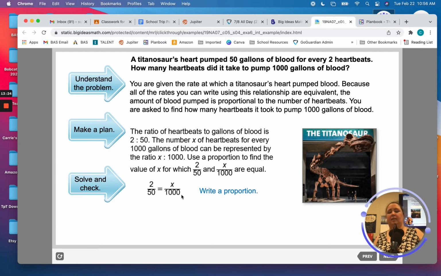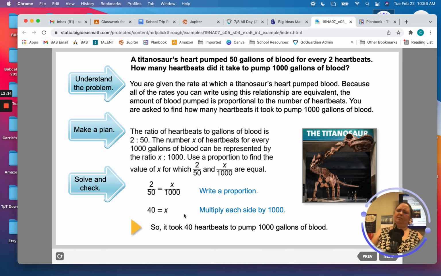Okay, then we cross, multiply, and divide. What's 1,000 times 2? 2,000. Divided by 50 would be 40. There we go. 40. Okay, so it takes 40 heartbeats to pump 1,000 gallons of blood.